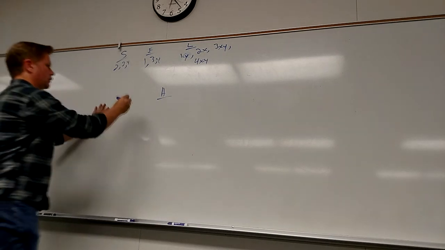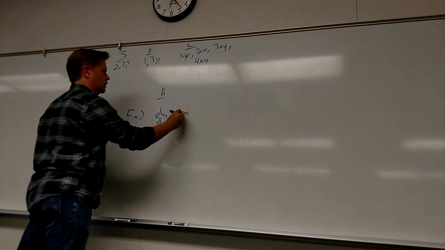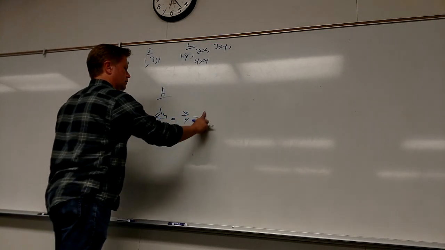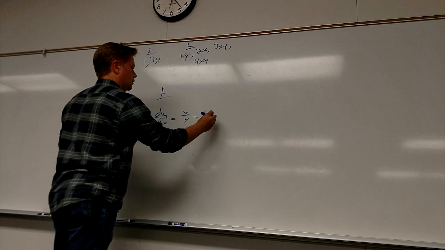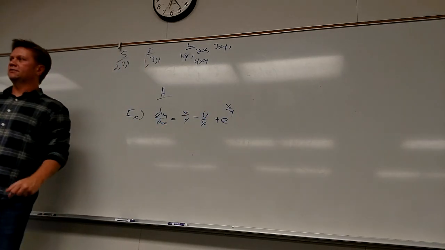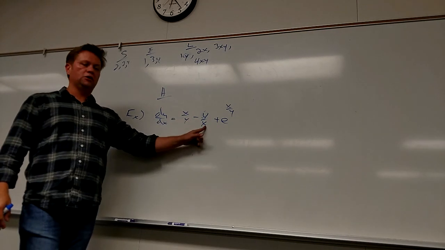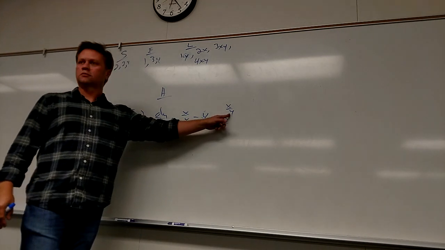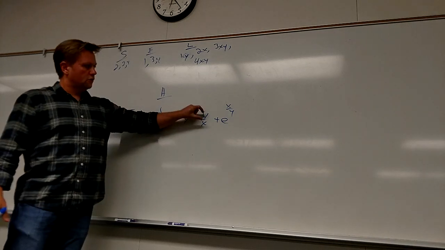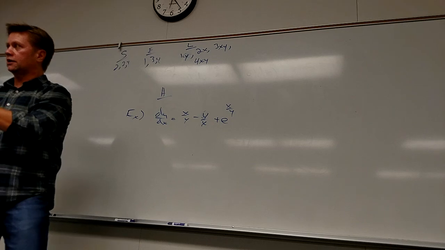Even if I had something like this, dy dx equals x over y minus y over x plus e to the x over y. Is that homogeneous? Yes. If I let u equal x over y, that would be u to the negative 1, and that would be u. So even if it's the wrong way around, it's still dependent on u. It's still dependent on the substitution I would use.